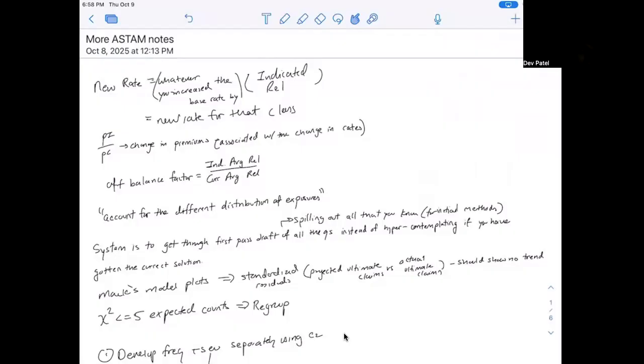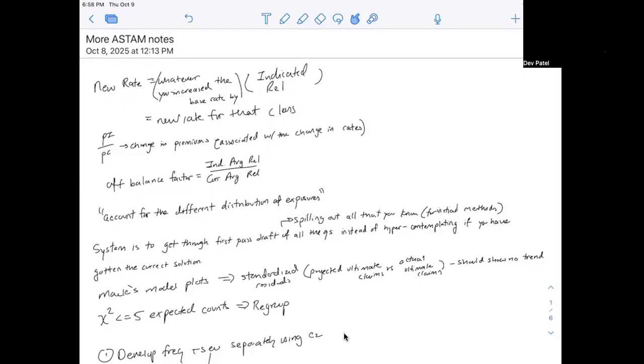When we're talking about new rates, you take whatever you increase the base rate by and you multiply that by the indicated relativity, and that becomes the new rate for that particular class. These are the new relativities after we've adjusted for the loss experience. That is your new rate for that class.